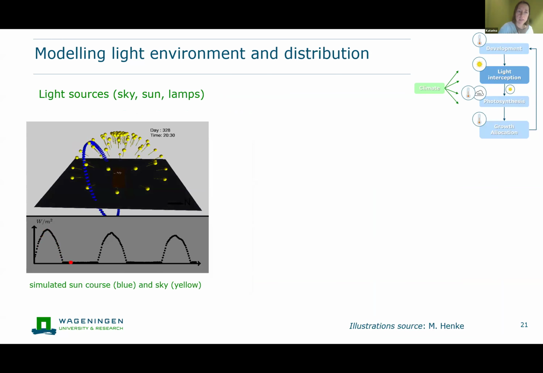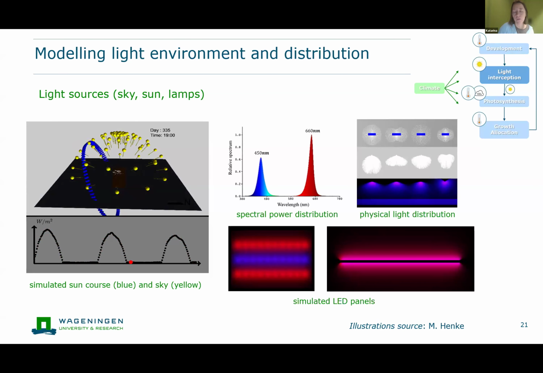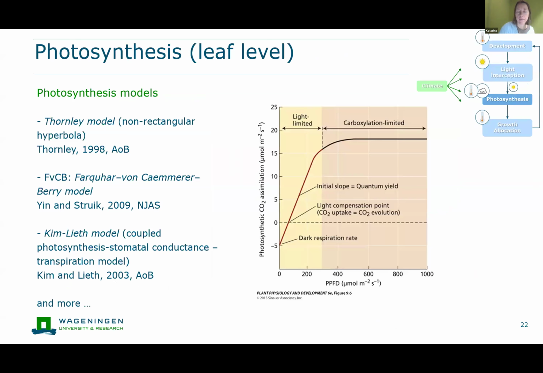And the last thing that is missing is the light sources. So we can use a mathematical model to describe the movement of the sun depending on the day of the year and latitude. And also we can represent the sky as a hemisphere. And if we work in horticulture, we often use artificial lighting, so we can specify the spectral properties of the lamps and also the emission pattern of the lamps. And then I will go a little bit faster through this.